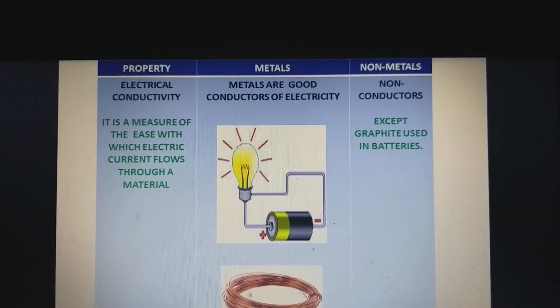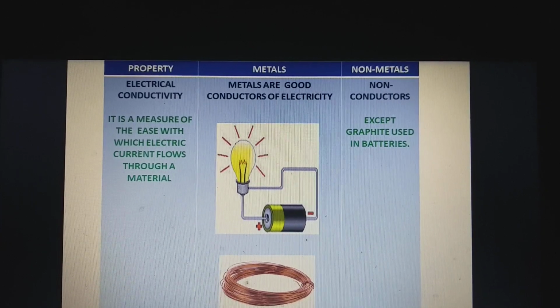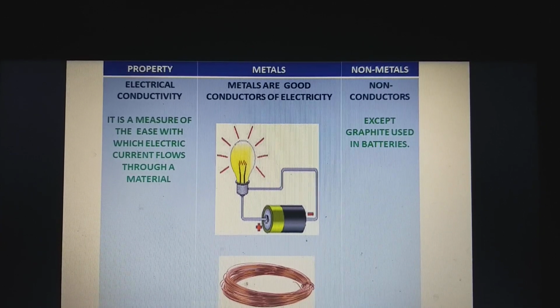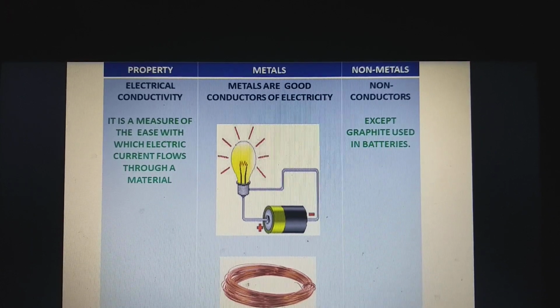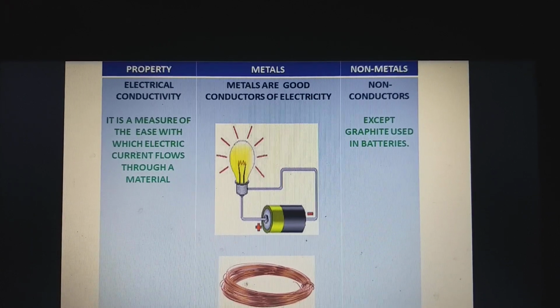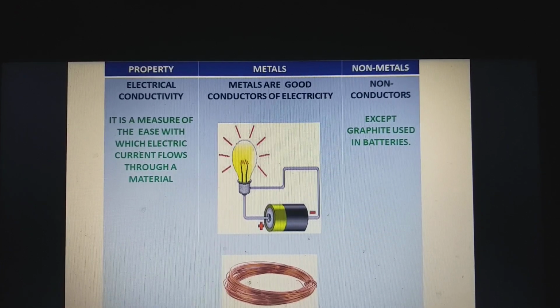I pass on to the next property, that is electrical conductivity. Let us first define the term. It is the measure of the ease with which electric current flows through a material. Students, metals are good conductors of electricity as we have already learnt.